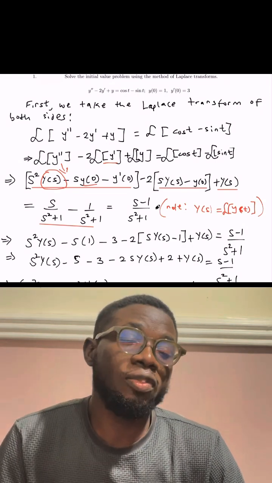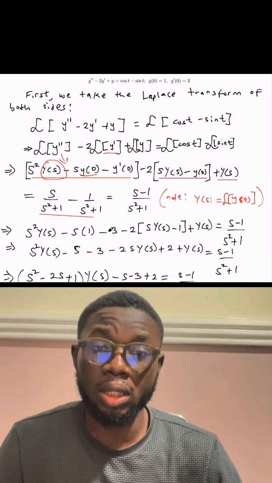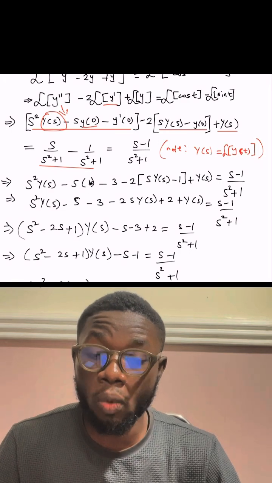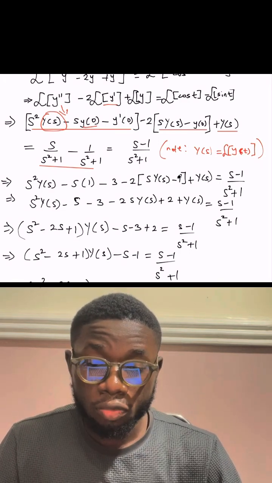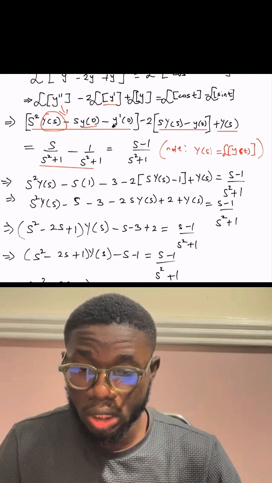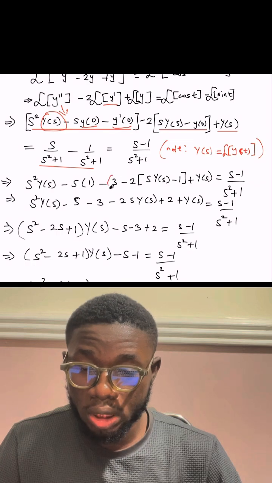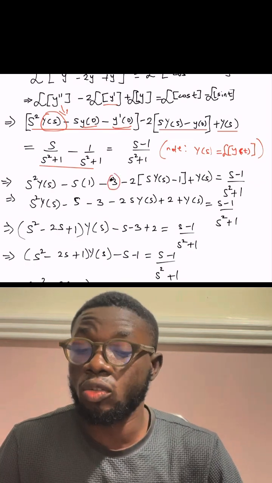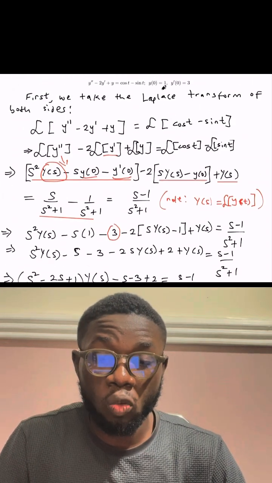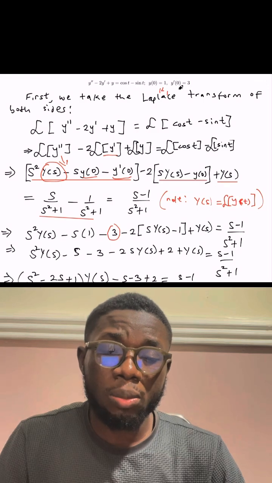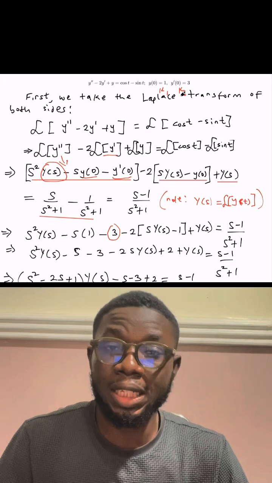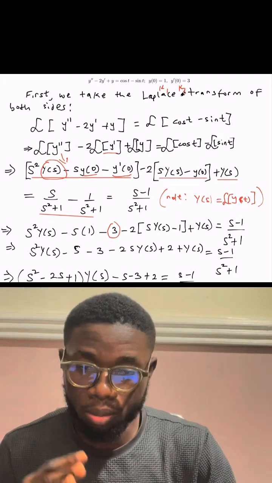Somebody could ask, what if the initial condition was not given? Just represent them with an arbitrary constant. For instance, instead of writing 1 here, I could write k1, and for y prime of 0, which is 3 here, you can represent that with k2. So they are just arbitrary constants. If it is not an initial value problem, you don't need to fret.